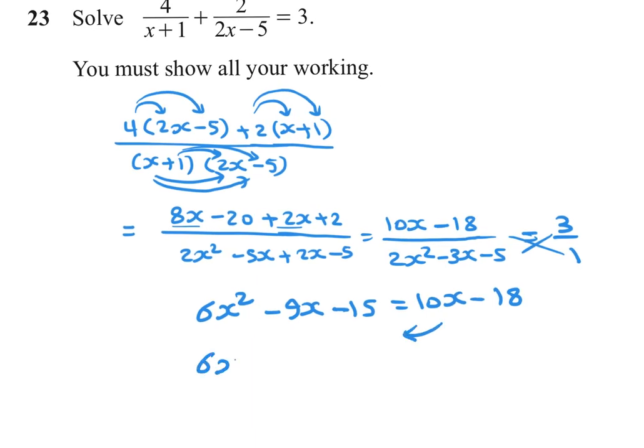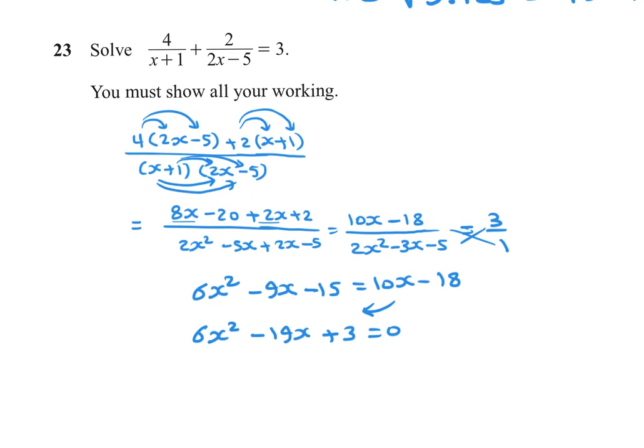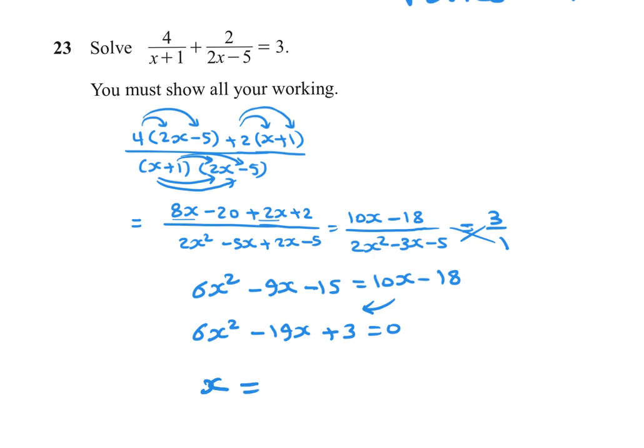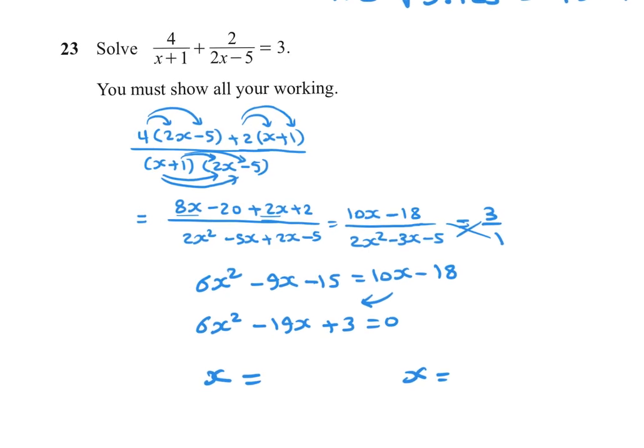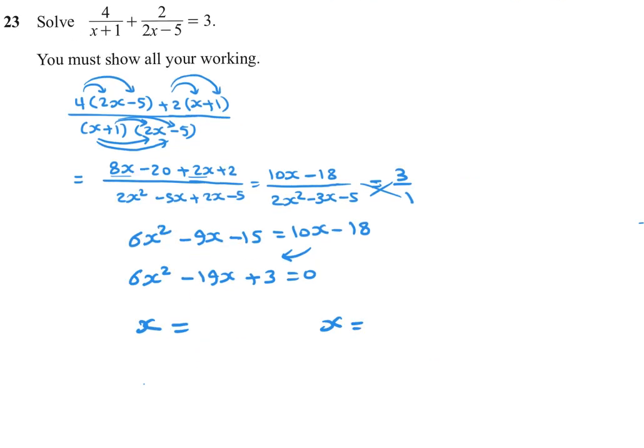Now transpose to get all of them to one side. So 6x squared, negative 9 minus 10, so negative 19x. Negative 18 goes to the other side as positive, so 18 minus 15, which is positive 3, equals 0. Now you can solve this equation to find the values of x. You can factorize, or you can use the calculator, or you can use the formula. In your calculator, if you use mode 5-3, you can get x equals 3 and x equals 1 over 6.